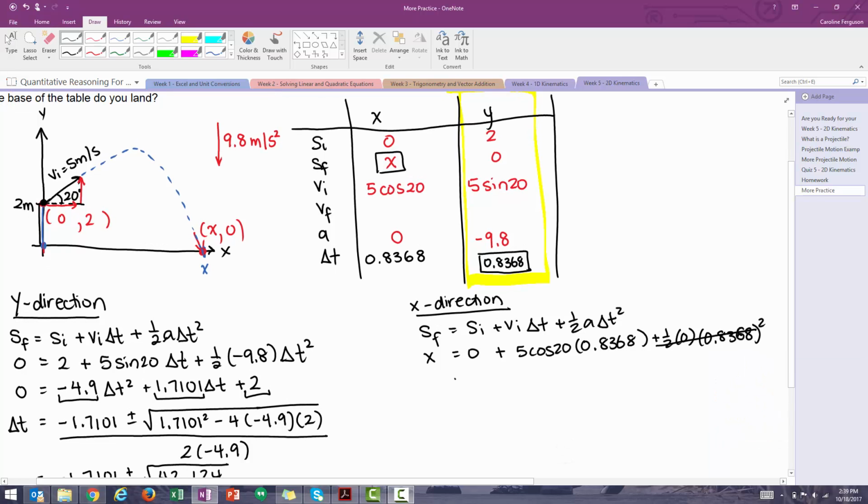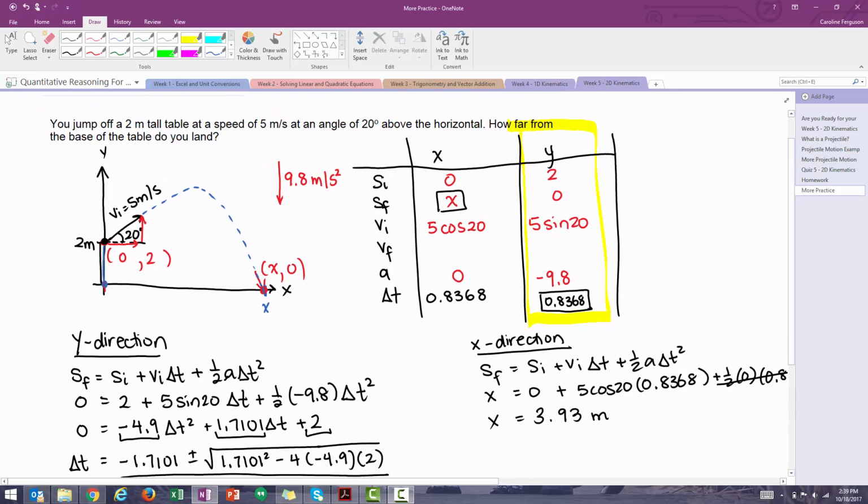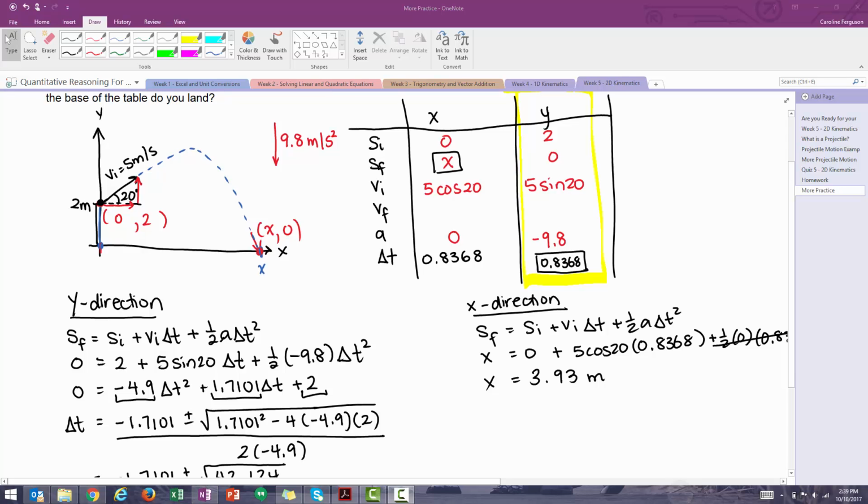Okay, all of this just turns to 0. So it's all gone, and so now I'm just typing on my calculator 5 cos 20 times 0.8368, and I get 3.93, and that would be in meters. And so now I go back to the question. It says, how far from the base of the table do you land? So I would say, therefore, you land 3.93 meters from the base of the table.